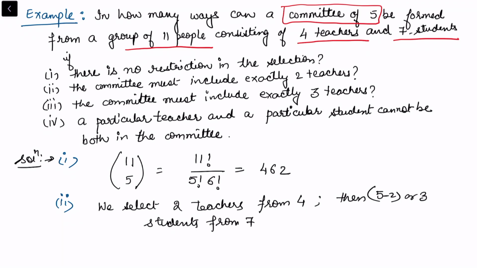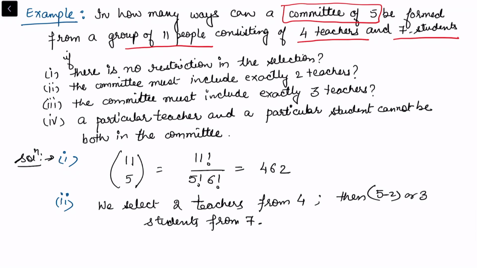Now you see that this is a sequential approach. We first selected teachers because there is a condition, followed by selecting the students. So here, using the multiplication principle, 4C2, and then we have selected 3 students from 7. So this gives me 6 into 35, that becomes 210.